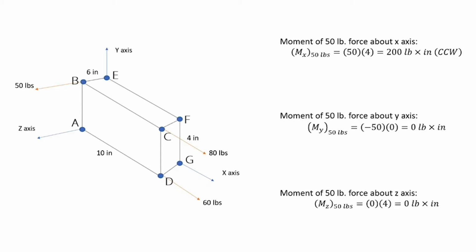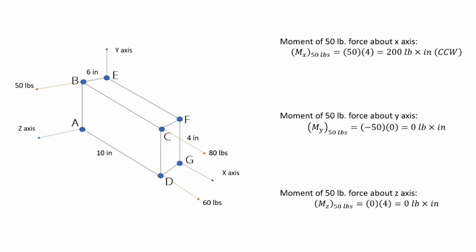Basically, all that moments are is looking at how far the force is from the axis that we're talking about. So if we're starting with the x-axis, we're looking at the 50 pounds, and then we're multiplying it by the 4 inches that it is from the x-axis. And then we just multiply, and obviously it's counterclockwise because it's positive.